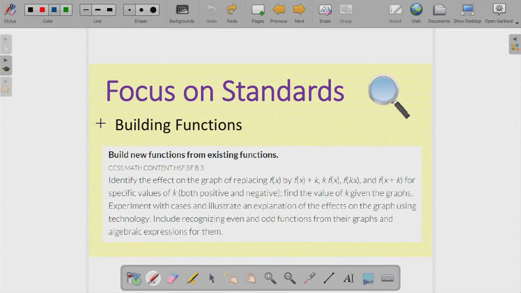Absolutely. Maintaining a focus on standards, we just go ahead and look at this domain, which comes from building functions. And we have a standard that says students should be able to identify the effect on the graph of replacing f of x by f of x plus k, or k times f of x, f of kx, or f of x plus k for specific values of k. And that's what we're doing in this SLT.